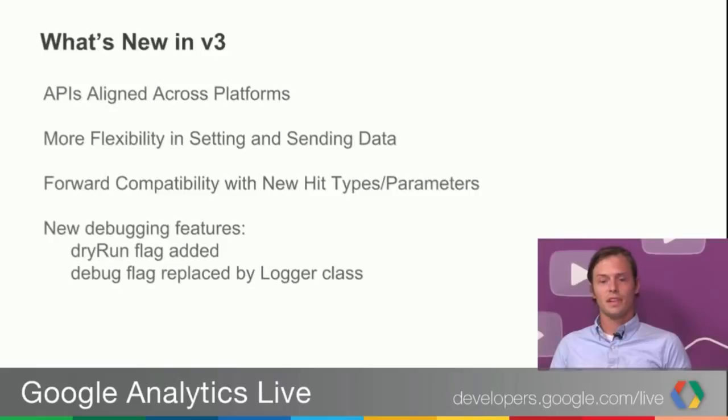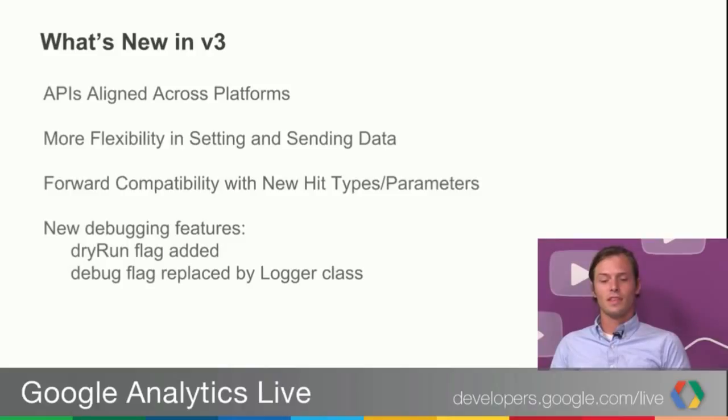The second big thing that's new is that there's more flexibility in setting and sending data, and we'll go through that as well later on in the show. There's now forward compatibility with new hit types and parameters, and we'll show you some examples of how you can send any kind of parameter via our SDKs to the GA endpoint.